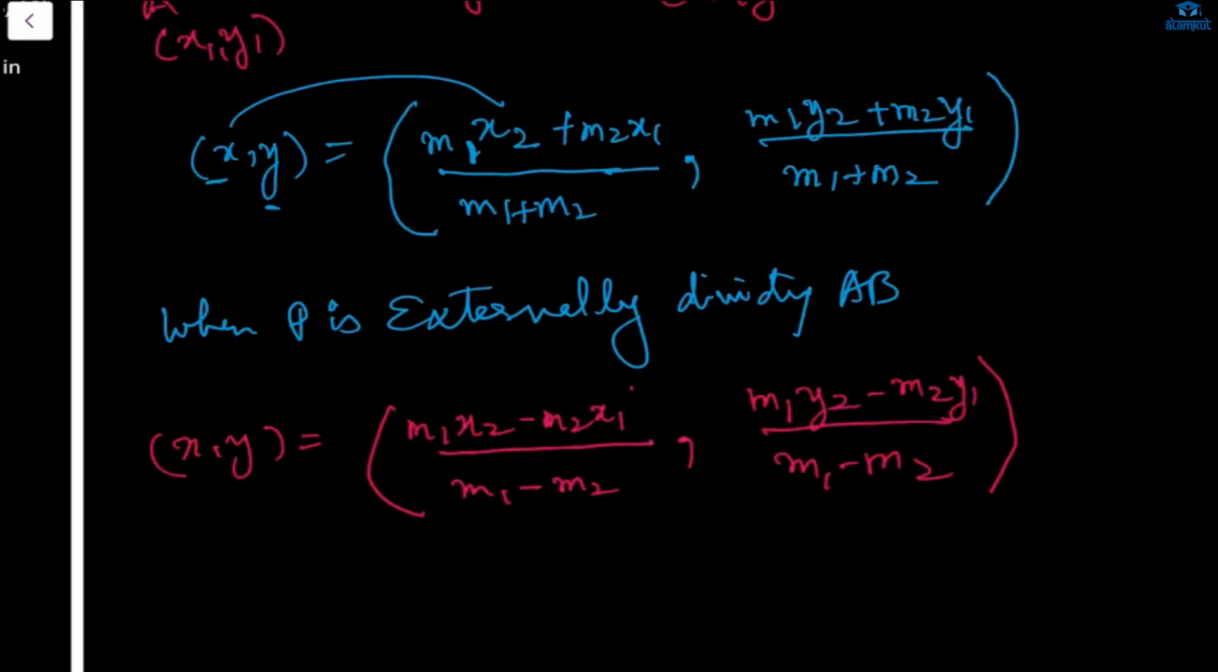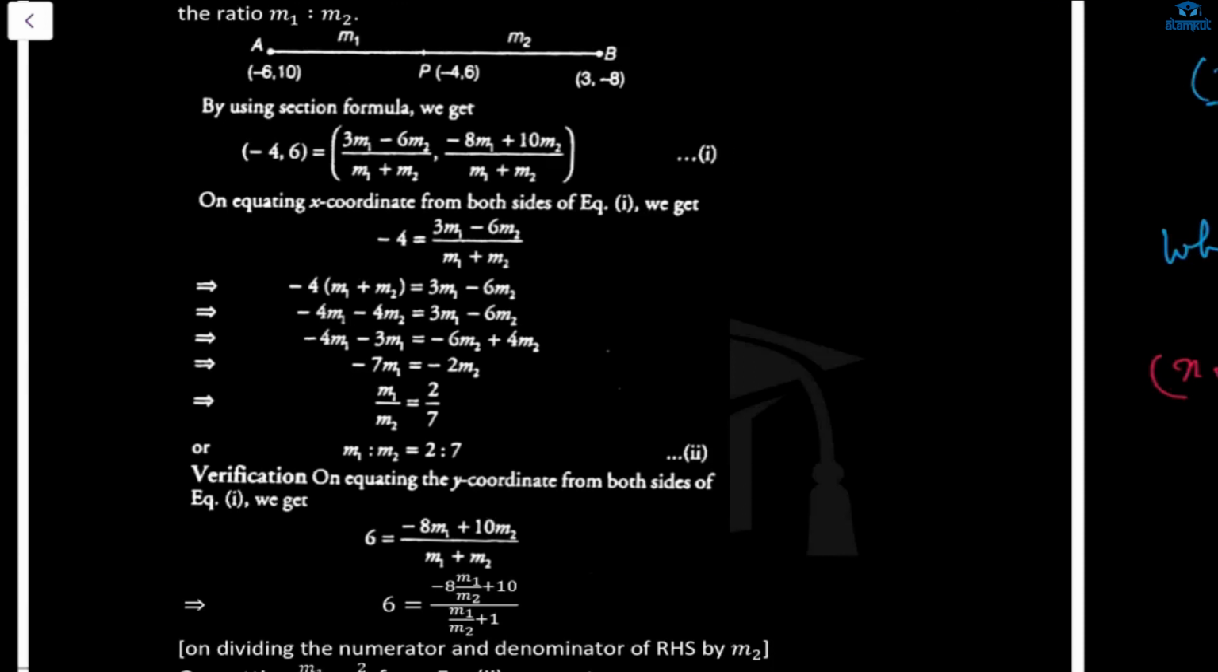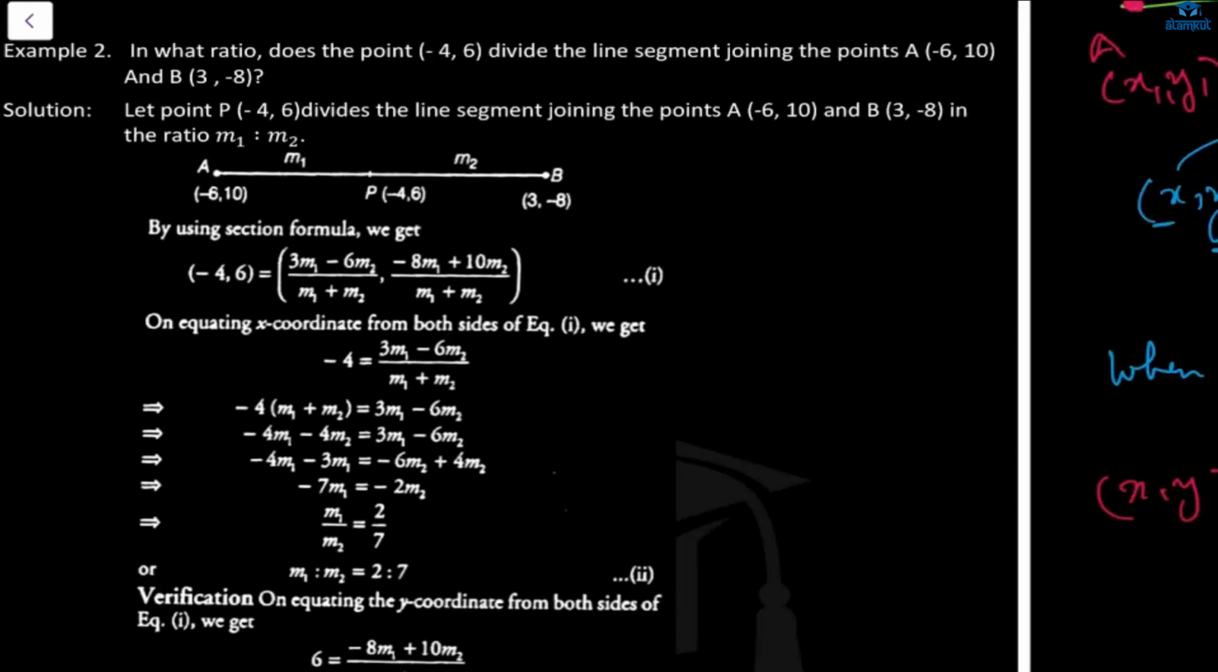Now, this is your section formula. Both are the same formula, only when P is dividing externally, the sign will be converted from plus to minus. Now, let's see some questions. One question we have done. Now, let's see this question here.